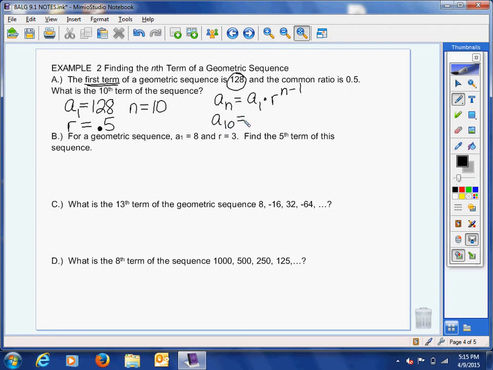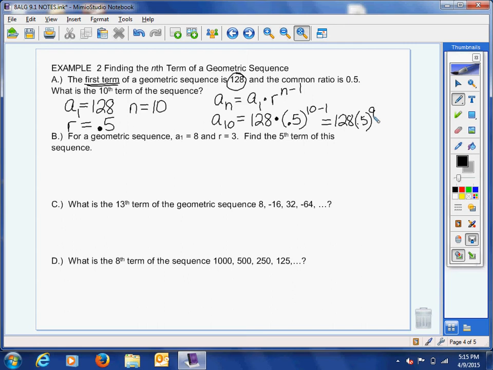So we're going to set that equal to a sub 1 is 128 times 0.5 raised to the 10 minus 1. So in your calculator, this is how it's going to go. 128 times 0.5 raised to the 9th. We already know what 10 minus 1 is. You don't need to put that in your calculator. You should already know that. So go ahead, let's key it in. 128 times 0.5. Use your roof button, raise it to the 9th power.